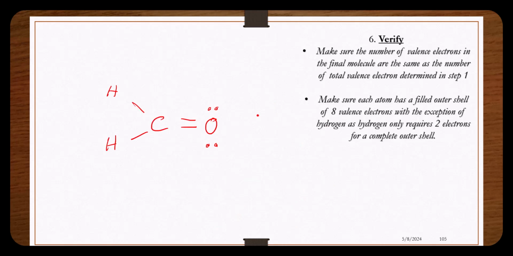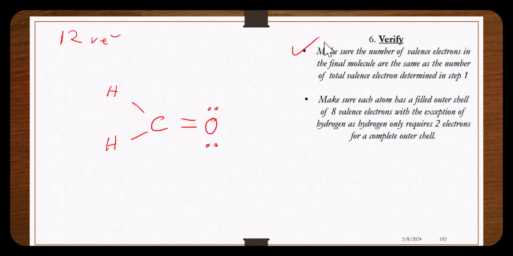The last and most important step is to verify that the molecule is correct. We first make sure that the valence electrons in the final molecule are the same number of total electrons determined in step 1. In step 1, we determined that there's 12 valence electrons. So evaluating the molecule, we can see that we have 2, 4, 6, 8, 10, 12 valence electrons in the molecule. So the first part checks out.